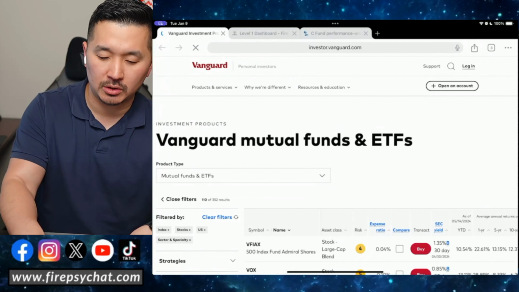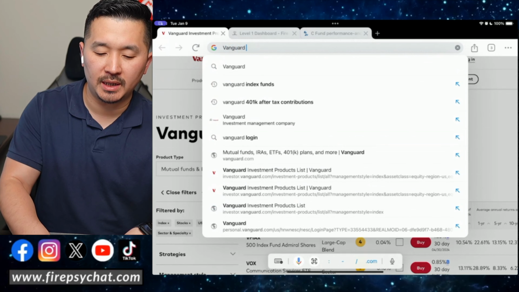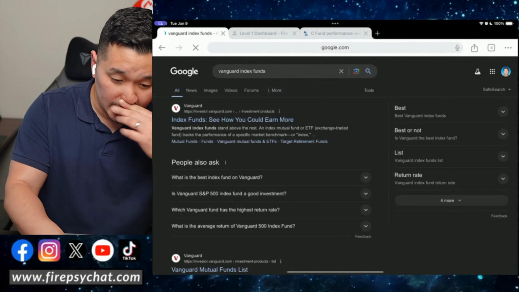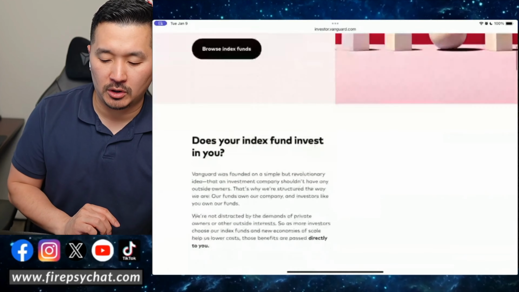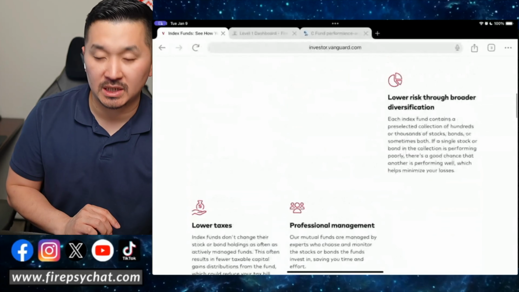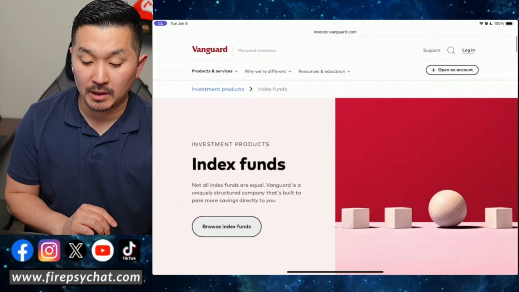So if you had to start over, let me do this. Do a search, say Vanguard index funds. Okay. And then you just click on the first one. It doesn't matter which, and it's going to give you all kinds of stuff, right? And it's going to teach you what an index fund is. But when you go in there, just browse index funds.